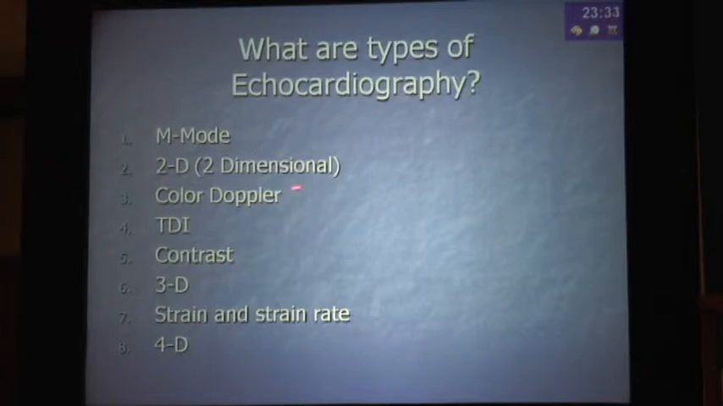M mode, 2D, which basically is our basic echocardiogram with an ultrasound, and we're dealing with all the chambers of the heart. And a color Doppler, in which we see for the valvular regurgitation. The other things are much more advanced, which specific sonologists or echocardiographers deal with. Tissue Doppler imaging, contrast echoes, 3D and 4D echoes.